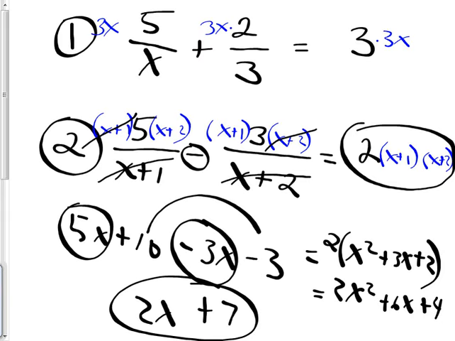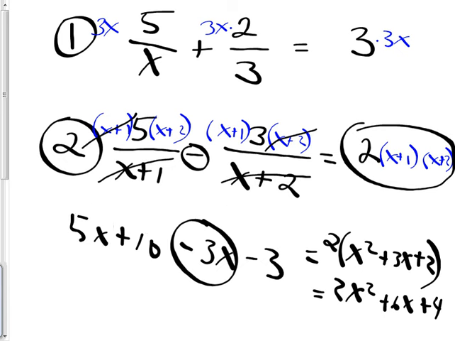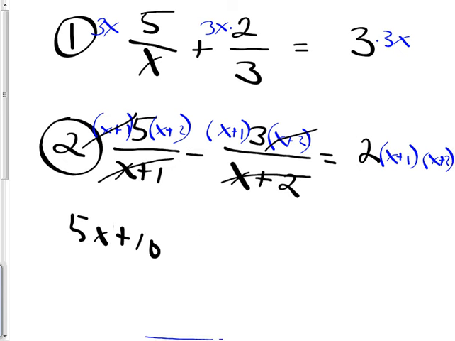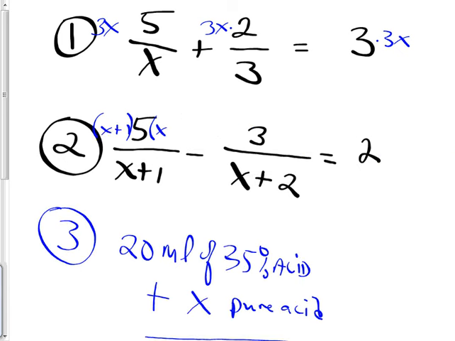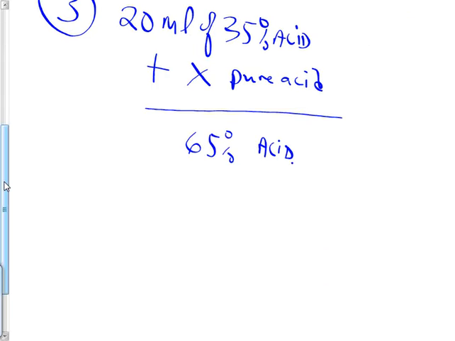Okay. Now, do you remember I showed you that question? It was number 3, that was kind of a preview of what you had to know how to do. Let me show you how you're going to solve problems like number 3. If you have 20 milliliters of 35% acid and then you add some amount of pure acid, how much should you add so that you'll have 65% acid?